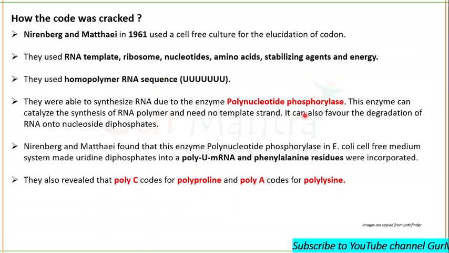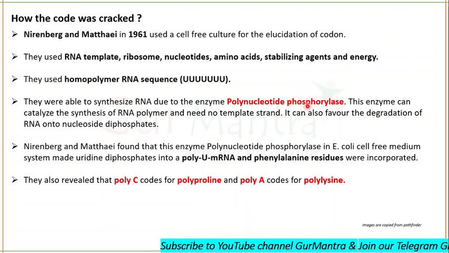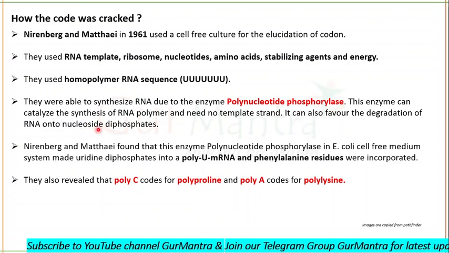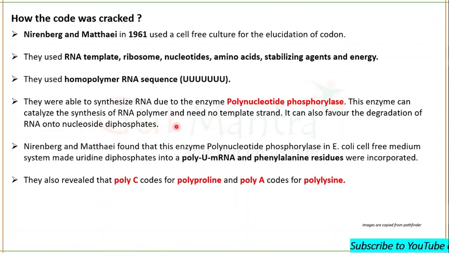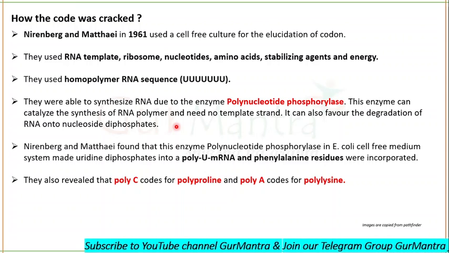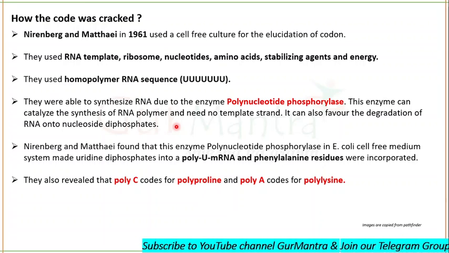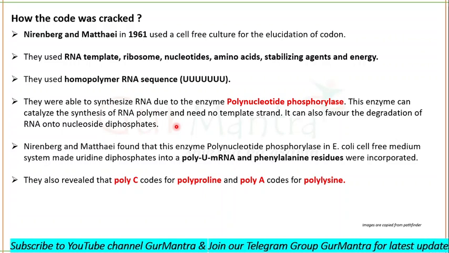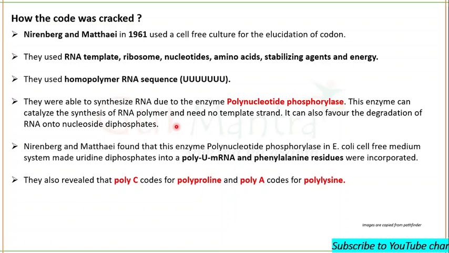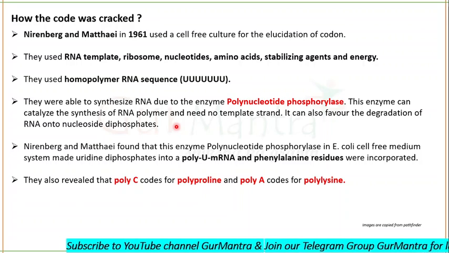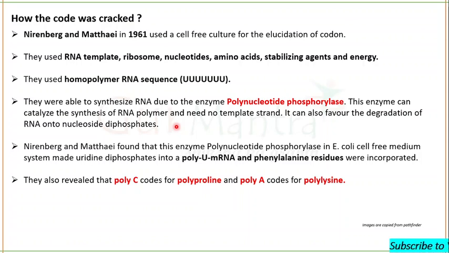And in some particular physiological conditions, this enzyme can also cause degradation of RNA into nucleoside diphosphates. See how this polynucleotide phosphorylase can help in the generation of RNA. It will be using nucleoside diphosphates like adenosine diphosphate, guanosine diphosphate. It will take one nucleotide, remove the phosphate group, and then one nucleotide will be added. Polynucleotide phosphorylase is the enzyme which catalyzes the synthesis of an RNA polymer without any template strand.